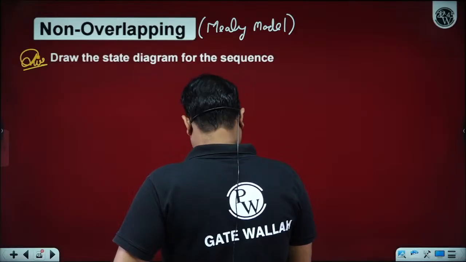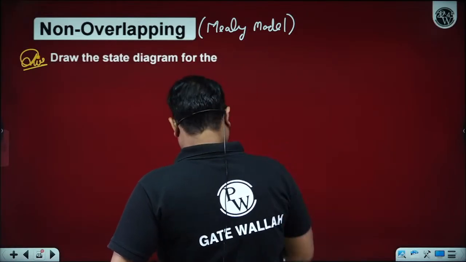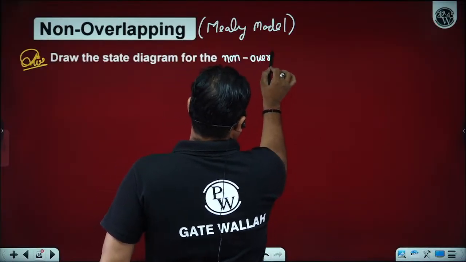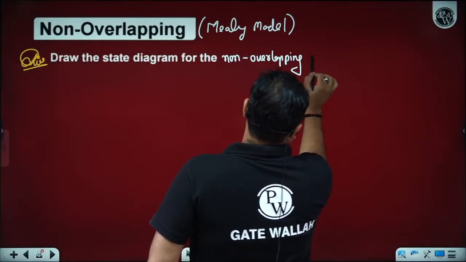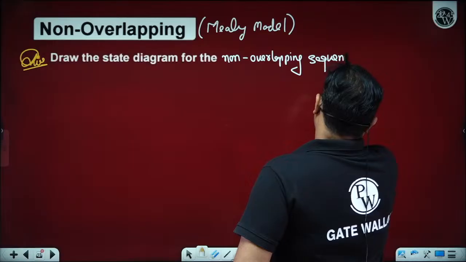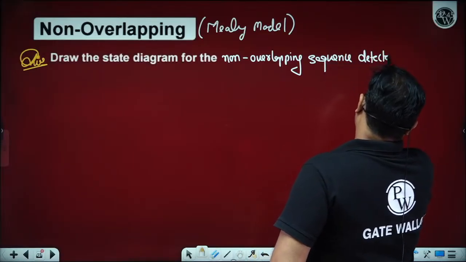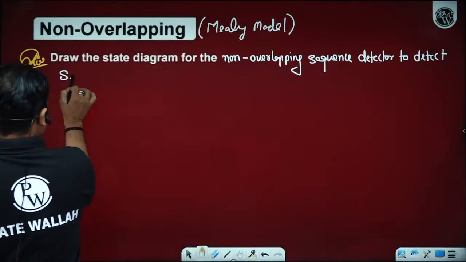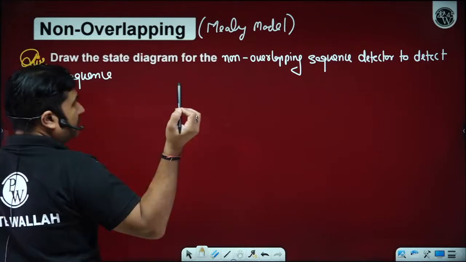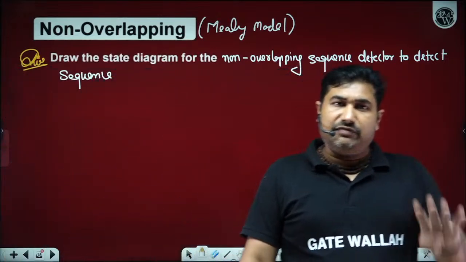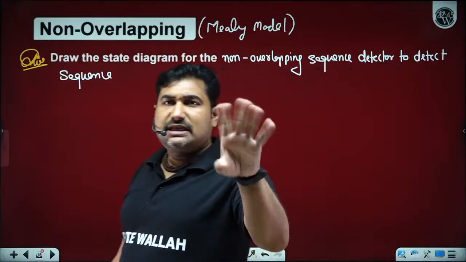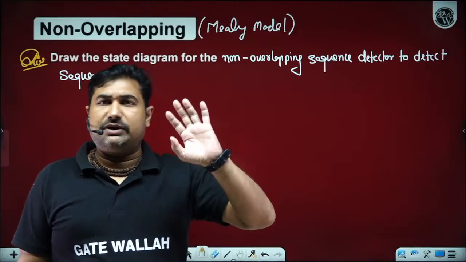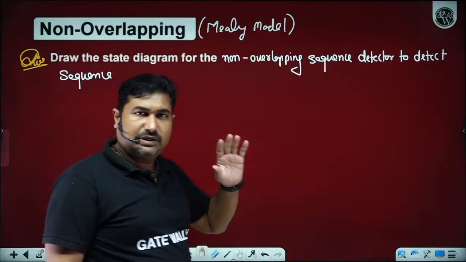non-overlapping sequence detector to detect a sequence, whatever sequence you want. You can just tell me in the comment section, any 4-bit sequence, 1001, 1101, anything, whatever you want. You can design any sequence detector.